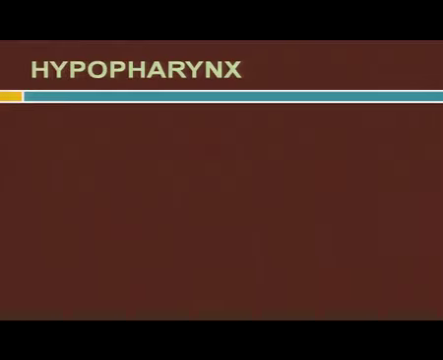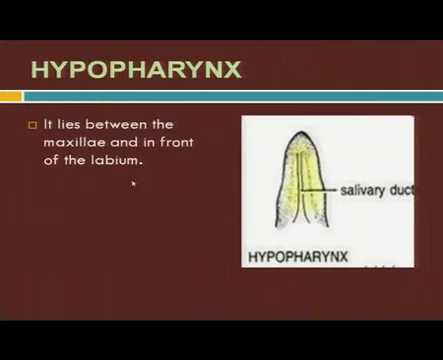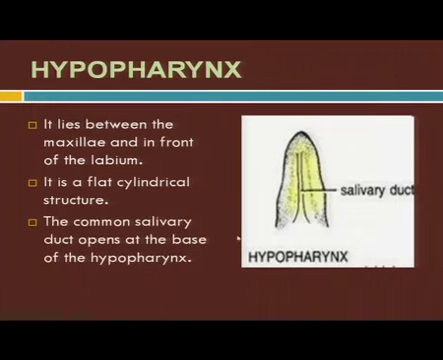Next, the hypopharynx. This is the picture of a hypopharynx, which looks similar to the structure of a tongue. It lies between the maxillae and in front of the labium. It is a flat cylindrical structure. The common salivary duct opens at the base of the hypopharynx, and you know that the function of the salivary gland is to secrete enzymes in order for the food to be digested.